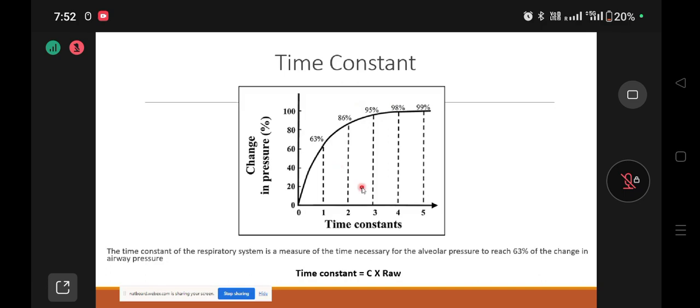That's why we need at least 3 time constants, and maybe 3 to 5 time constants if you want 99% of the change in pressure. That is why this concept is important, because the time constant will decide your inspiratory time. Normally we keep the inspiratory time at about 3 to 5 times the time constant.